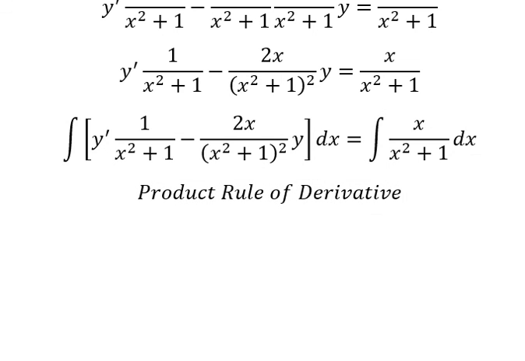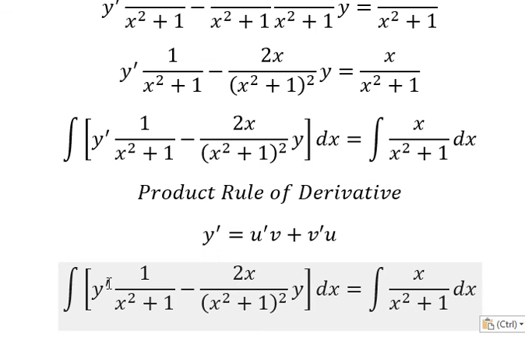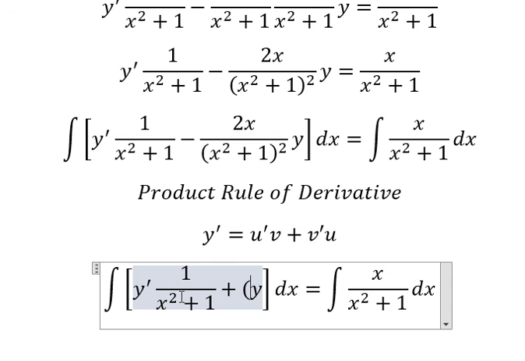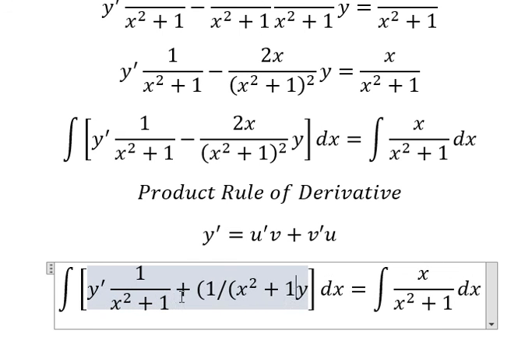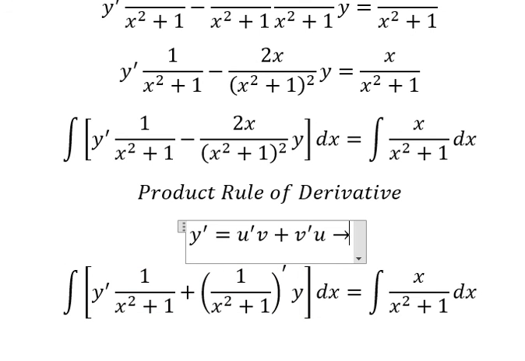So we know that the first derivative of y is the first derivative of u multiplied by v plus the first derivative of v multiplied by u. So this is the first derivative of u multiplied by v. This is the first derivative of v multiplied by u. So if I do this integration, we will have y equals uv.